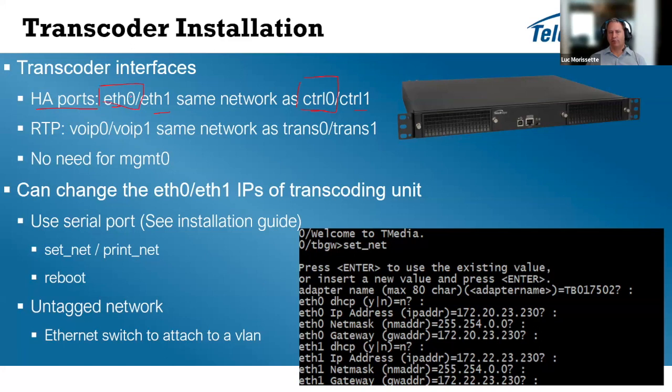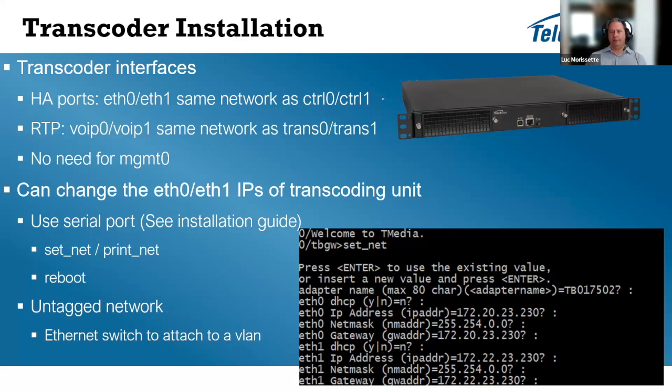on the same network as your ETH0 port. Same thing for control 1, ETH1. You have 2 other ports on these devices, which are called VoIP0, VoIP1, and it's actually the same as Trans0, Trans1. So from the ProSBC, your Trans0 network will need to be on the same VLAN and same subnet as your VoIP0. Same thing for VoIP1. This is where your RTP will be flowing from the ProSBC to the transcoding device. There is a management 0 interface on those devices, but you don't need to use it, as all the communication will go through these control ports.